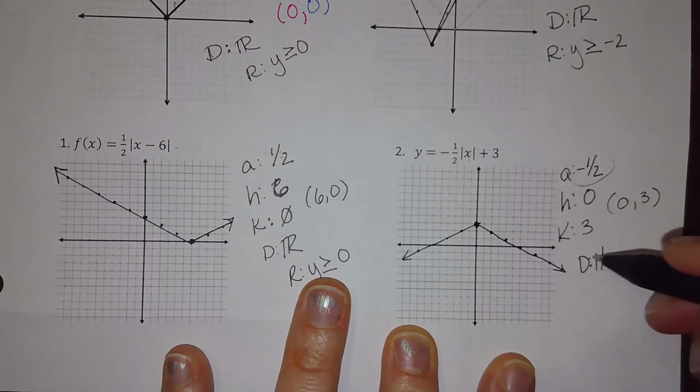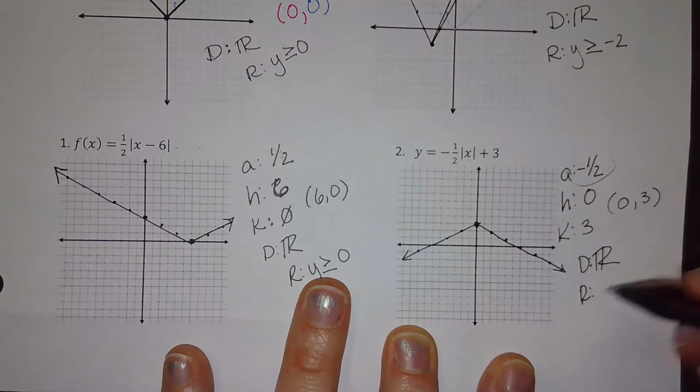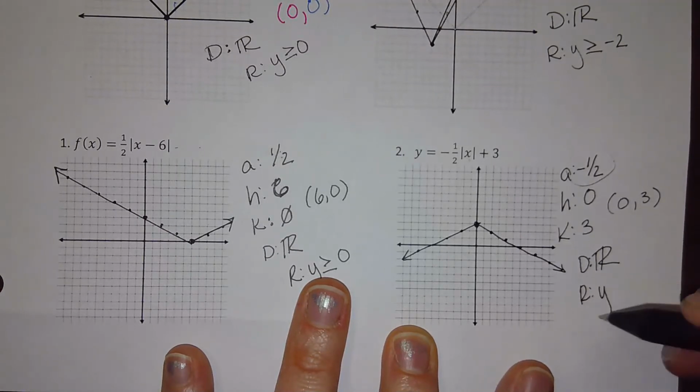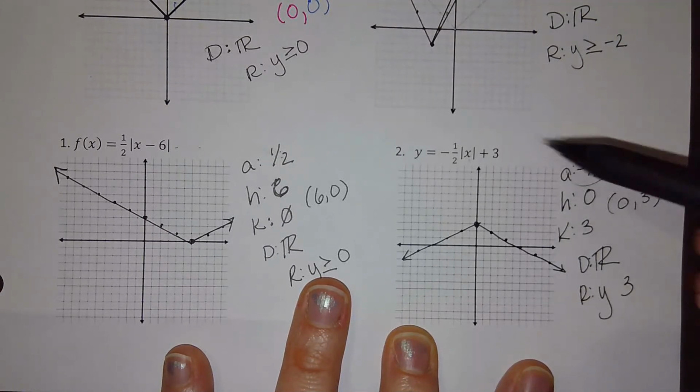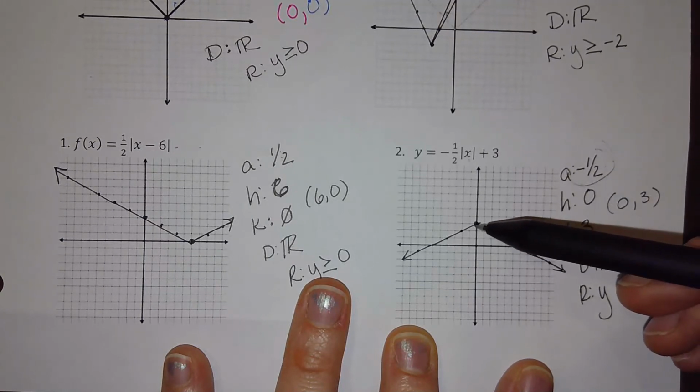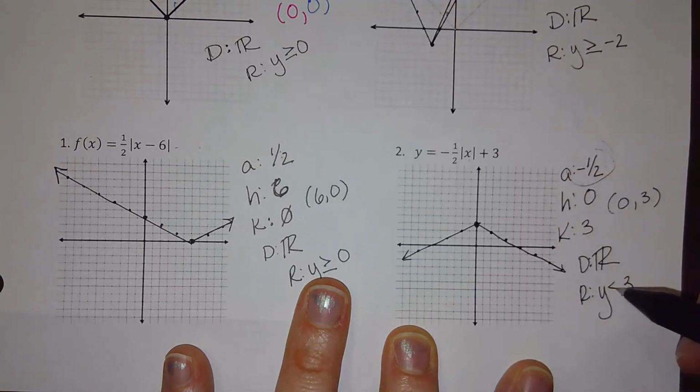Domain is all real numbers. Range is y less than or equal to 3, because my a value is negative and my graph is facing down.